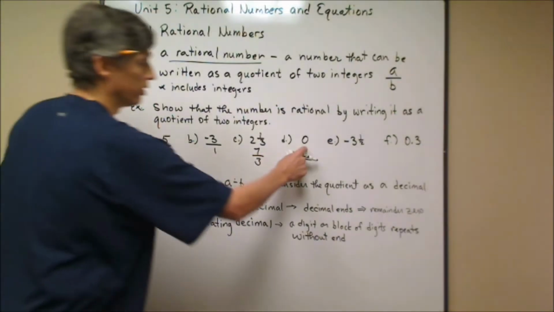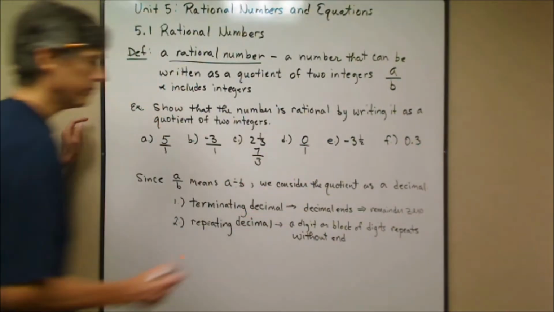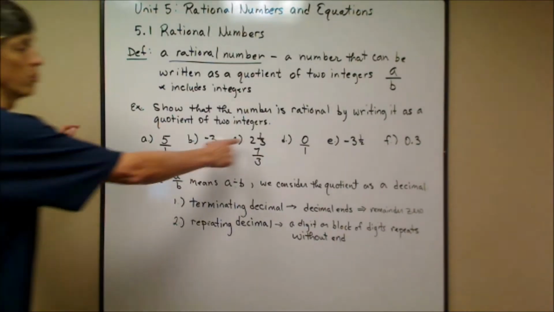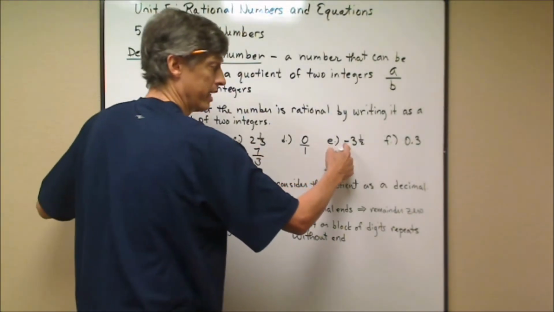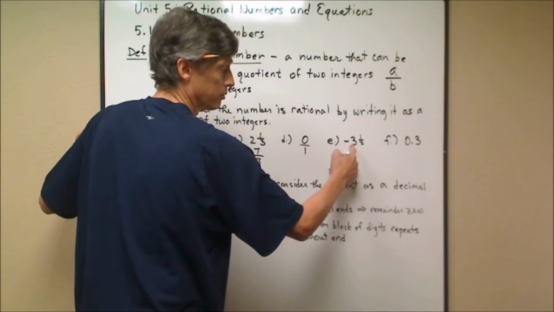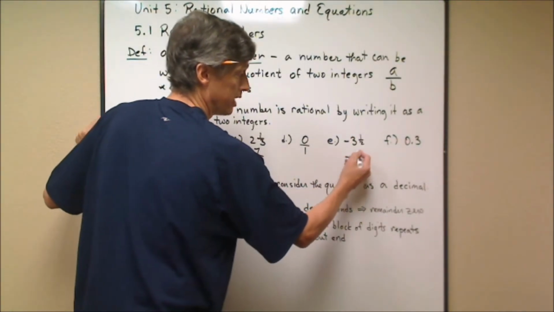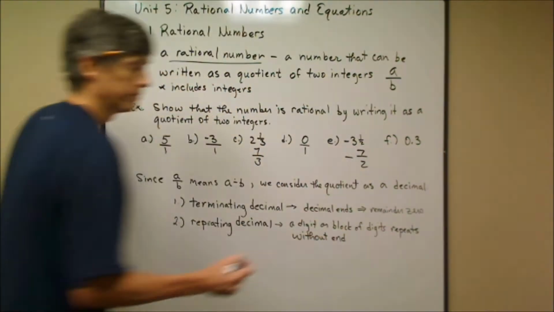Here's another integer, just put it over 1. The nice thing about 0 is if you put it over 1, put it over 2, put it over a million, it's still 0. 0 over any non-zero number is equal to 0. Now, -3 1/2, I'm going to work it like I did the 2 1/3. It's just that it's going to have the negative sign with it. 2 times 3 is 6, plus 1 is 7, so I'm going to write this as -7 over 2.